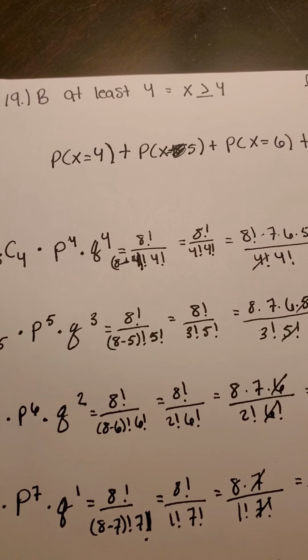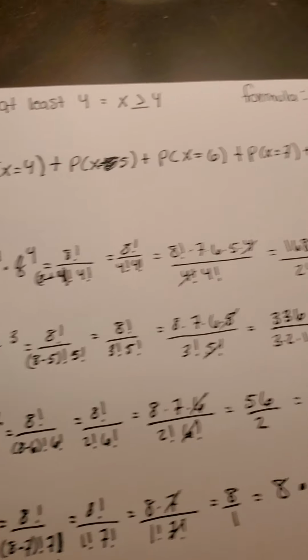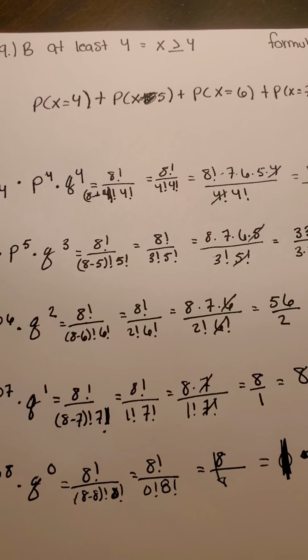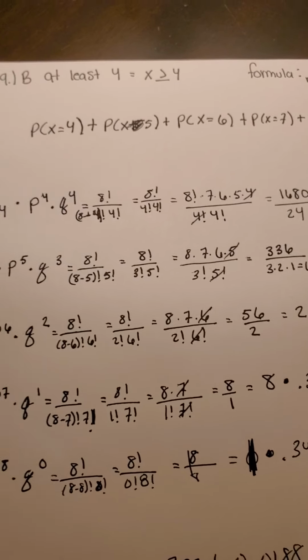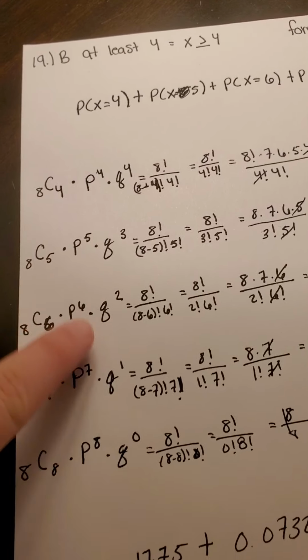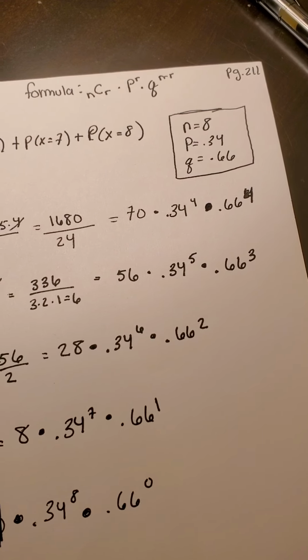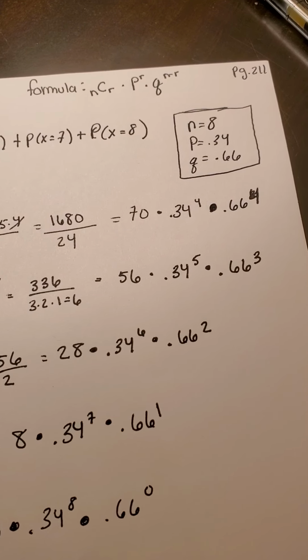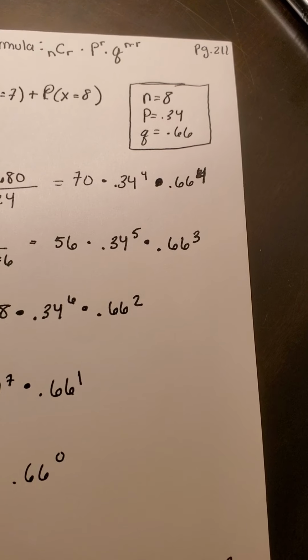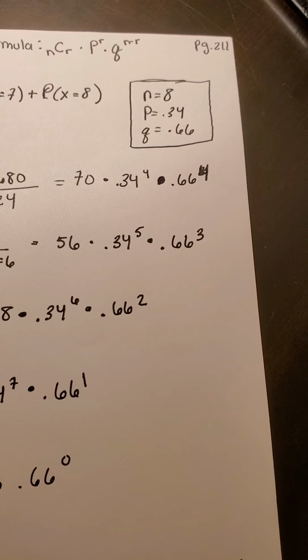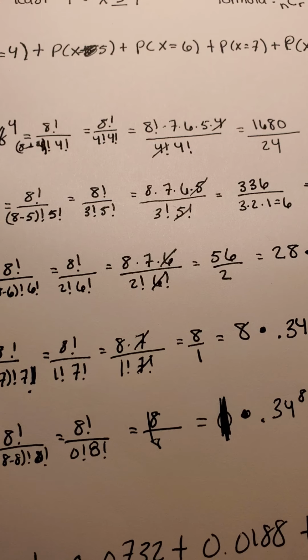For B, we're going to be finding the probability of at least 4 using the same formula, except this time we're going to be repeating it 5 more times. We're going to start from 4 and work our way all the way up to 8. 8 is where we're going to stop because that is the number of people that were randomly selected. Again, our p and our q are going to be the same as part A, which is 0.34 and 0.66.